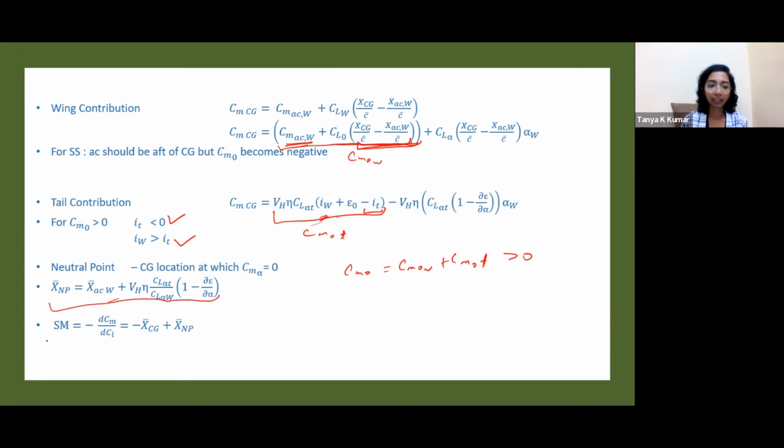Then we saw what is static margin. Static margin is a measure of the stability of an aircraft. It is related to the neutral point like this. It is the negative of the slope of dCm upon dCl. So dCm upon dCl has a negative slope, so this term would be positive. For a statically stable aircraft, this term would be positive because your dCm upon dCl is negative. Just write this. This is Cm, Cl.